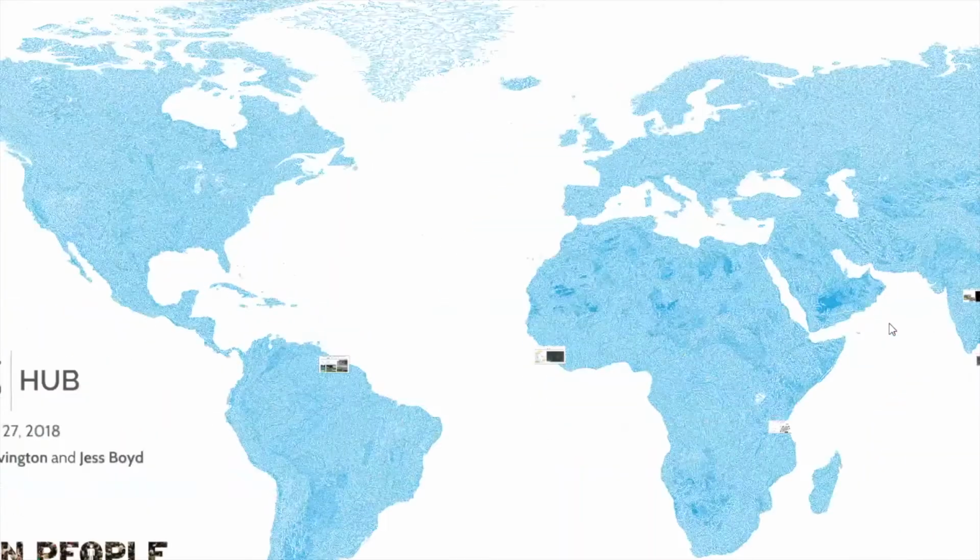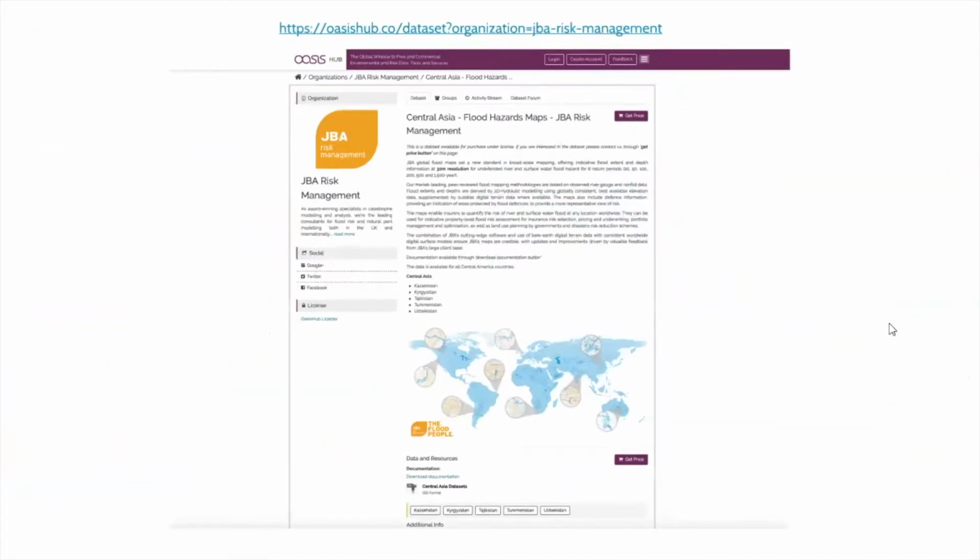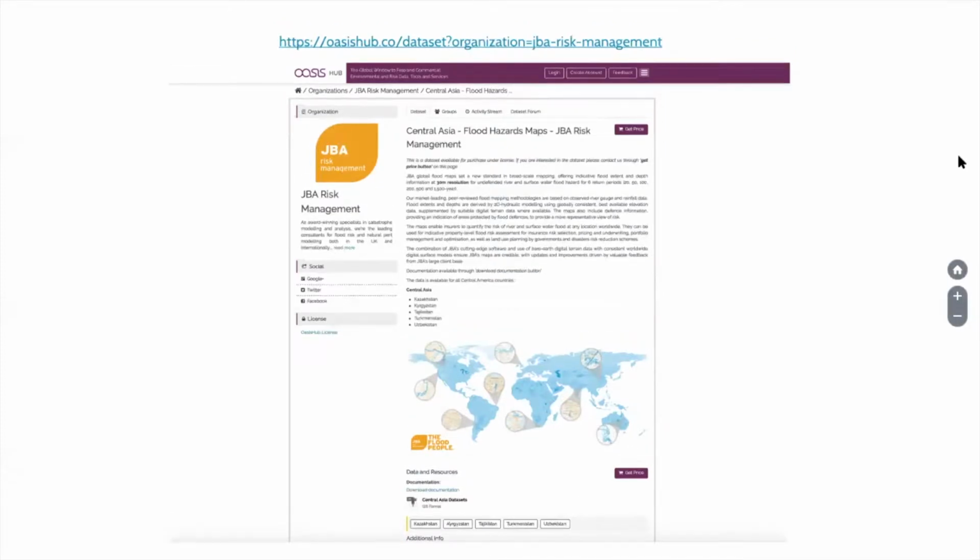all the flood maps are available on Oasis Hub. So if you use the web address that's provided there, with the recording you'll be able to copy that address and use it on the hub. So you simply click the get price button and we'll be able to respond to you with pricing and download instructions for any of the regions that you're interested in. At the moment, we just have one example of the flood map there that's available, but we have them for every region around the world at the moment.